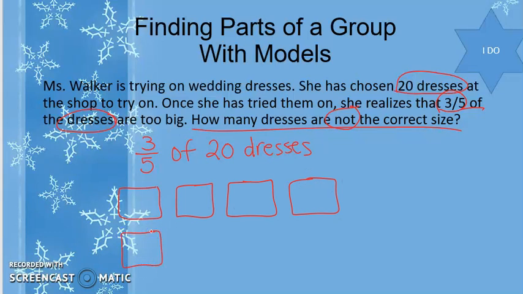Okay, so I know I have 5 groups and I have 20 total. So I'm going to ask myself, 5 times what number gets us to 20? And the answer is 4. So we're going to have 4 dresses. I'm sorry these don't look like dresses, but I'll just make them little circles or counters. And we're going to pretend that these are dresses in each one of these 5 groupings.